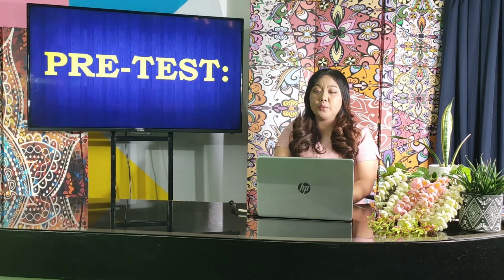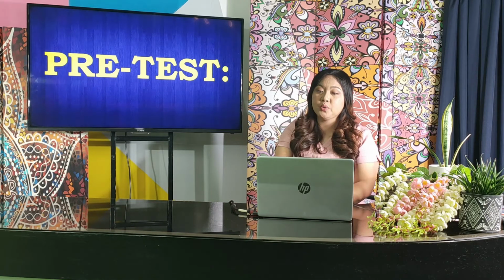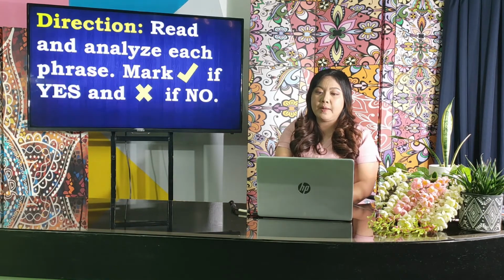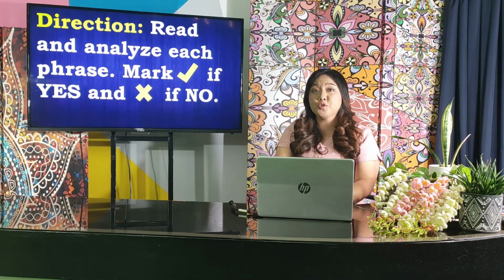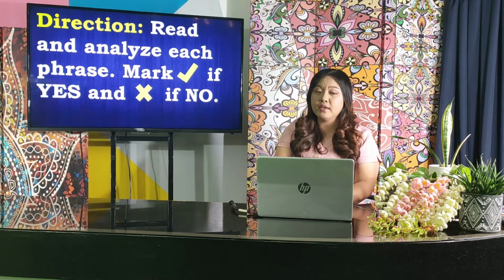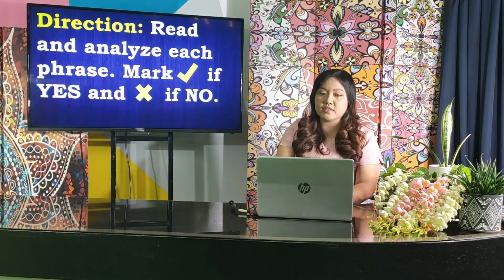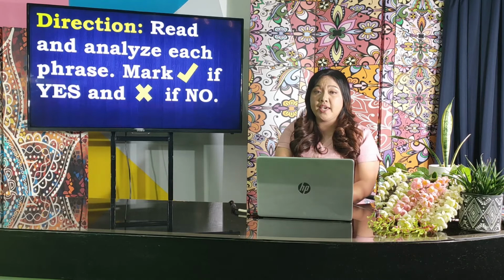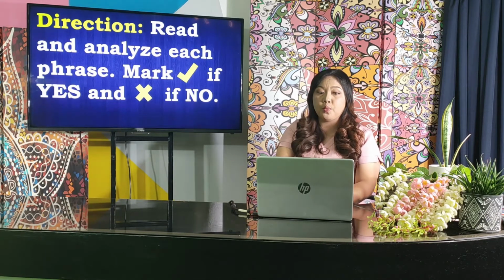To help you link with the current lesson, let us try to answer this pre-test. There are a lot of things that we are capable of doing. In this activity, answer the questions honestly. Can you do the following? Direction: Read and analyze each phrase. Mark check if yes and X if no.